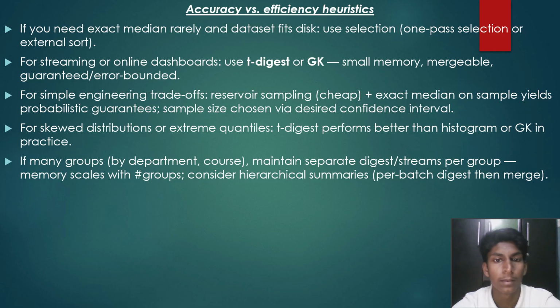If there are many groups, maintain separate digest streams per group. Memory scales with the number of groups. Consider hierarchical summaries: a digest per batch, then merge.